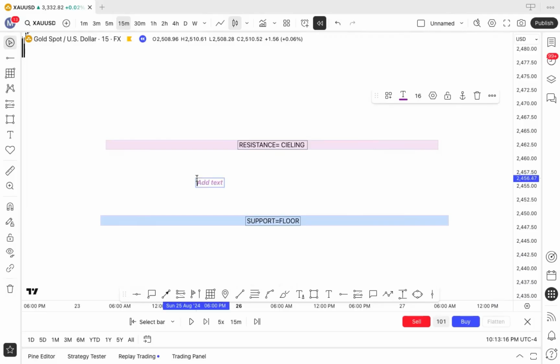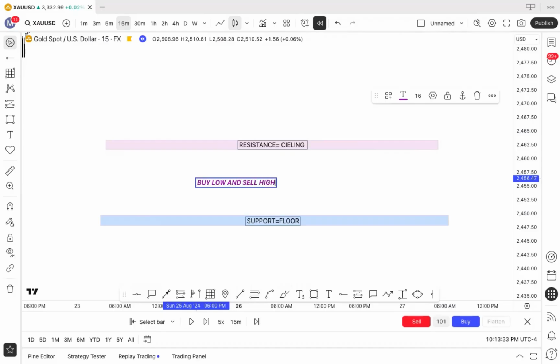The concept of support and resistance comes from the saying buy low, sell high, okay? And this should make sense if you think about what a ceiling and a floor actually is. Buy low and sell high.